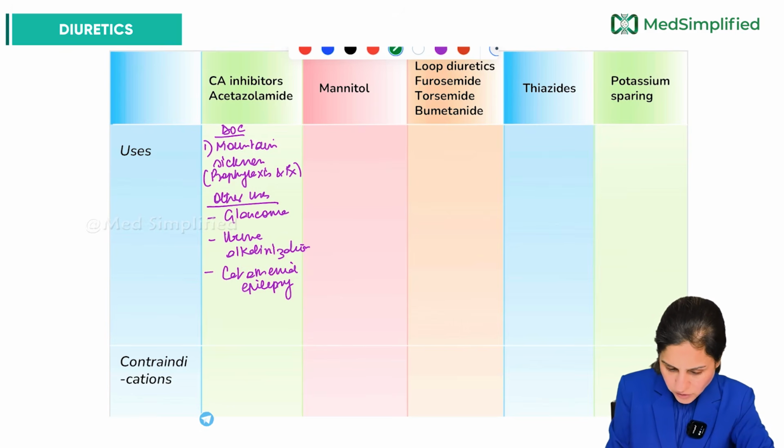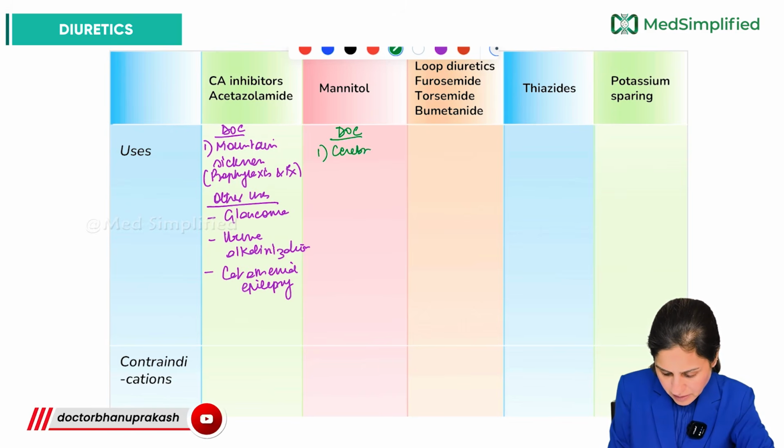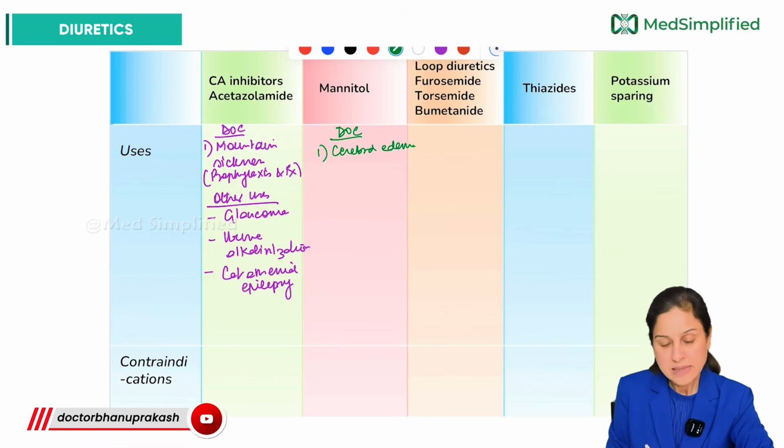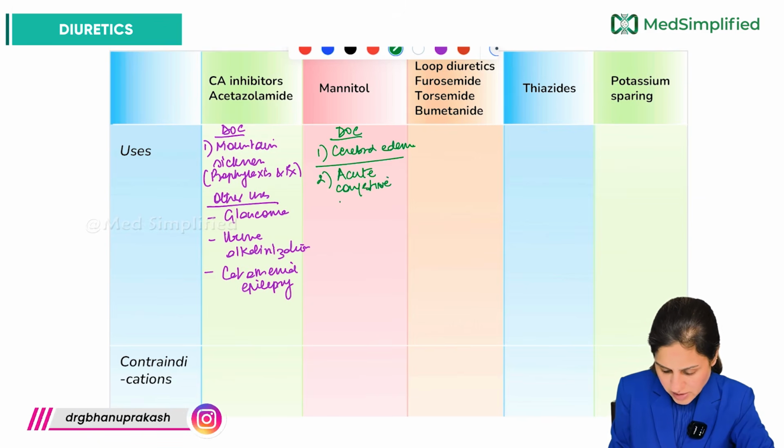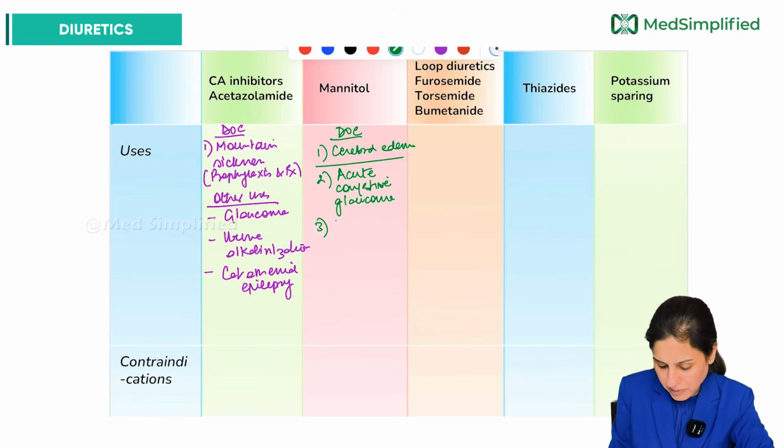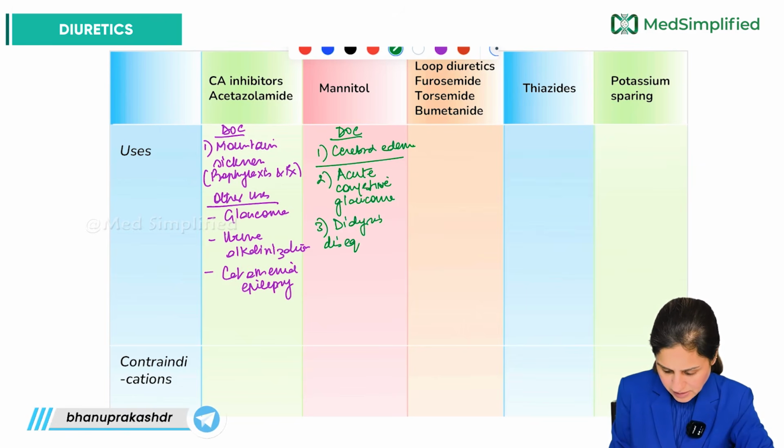Mannitol is a drug of choice for cerebral edema. Also, it is used in other conditions like in case of acute congestive glaucoma. It's not a drug of choice, but yes, it can be used. And number 3, it can be used in dialysis disequilibrium syndrome.